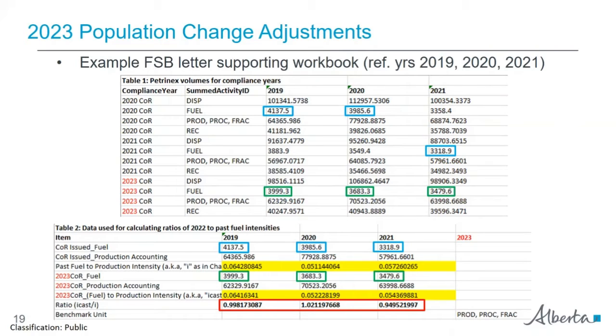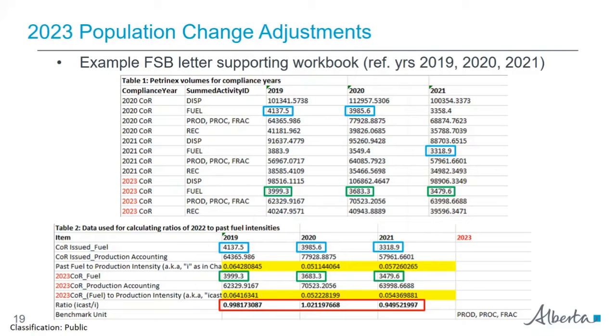The blue boxes on this slide are for fuel volumes that are put into table 2 under each reference year, 2019, 2020, and 2021. The green boxes are for fuel volumes for 2023. Similarly, we can gather the production accounting numbers from table 1 to table 2 under each reference year as well. Then the fuel use intensities highlighted in yellow can be easily calculated.